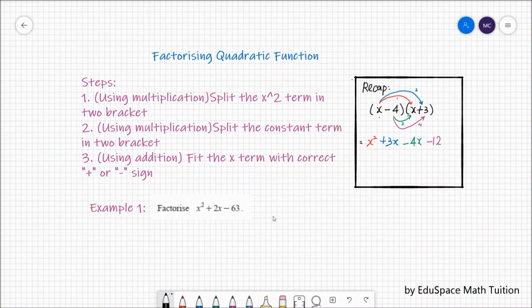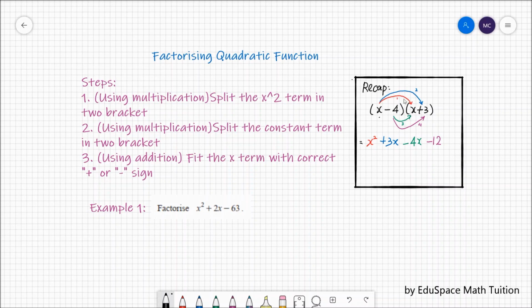Hi guys, let's see how we actually factorize a quadratic function. In order to start factorizing a quadratic function, we need to know how to expand two linear factors into a quadratic function first. So let's see here, we have x minus 4 multiplied by x plus 3.